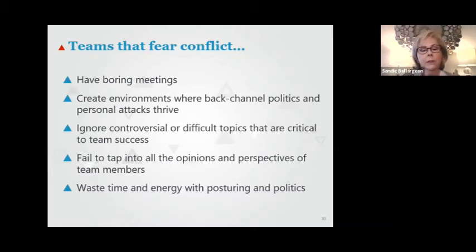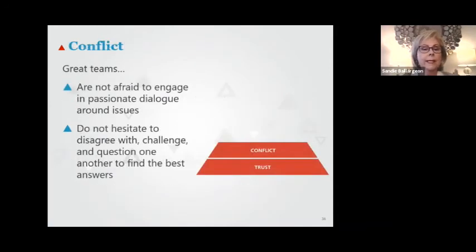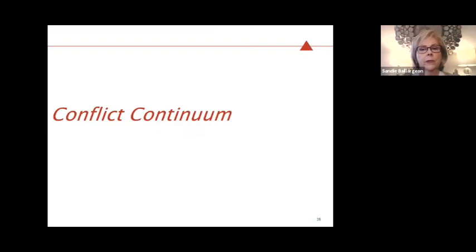Teams that fear conflict will also waste time and energy posturing and politics as well. But great teams are not afraid to engage in passionate dialogue. And remember, passion means that they care about the subject that you're debating. Do not hesitate to disagree with or challenge and question one another to find the best answers, because that's really what you want to achieve.